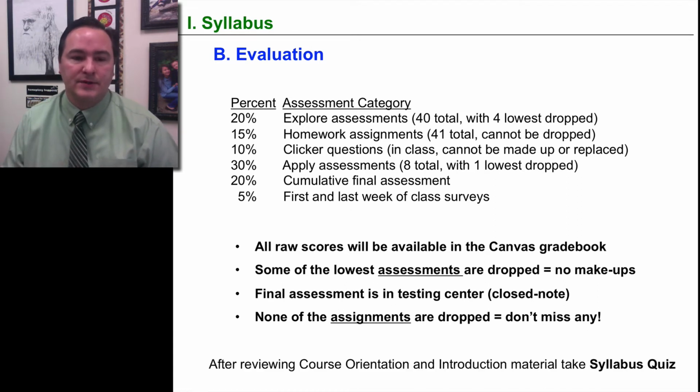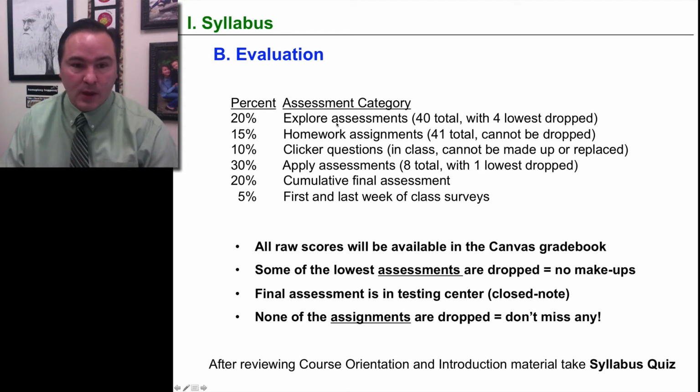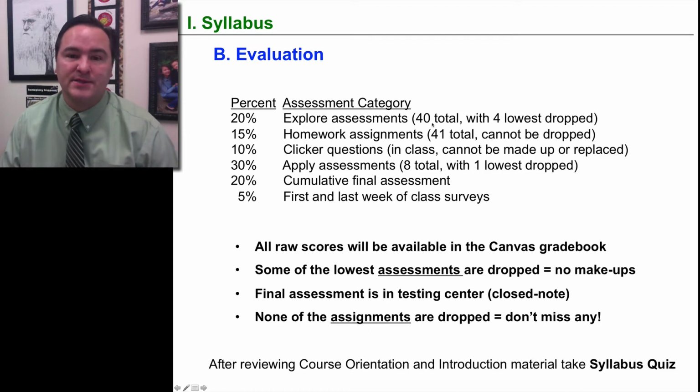Now let me talk for a moment about some of these. For the Explore assessments, you can drop the lowest 4, and for the Apply assessments, the lowest one will be dropped. There are 40 total Explore assessments throughout the semester, about one for every day. And there are 41 total homeworks, about one for every day, and none of those can be dropped. In class, we'll be doing clicker questions. These cannot be made up or replaced.